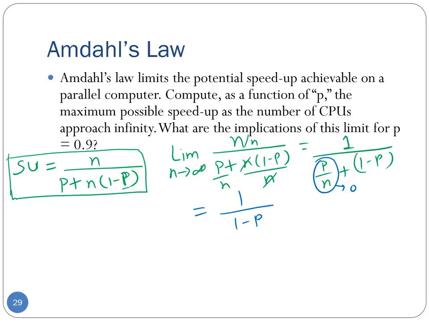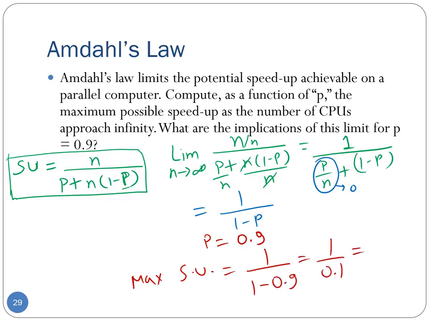So what does this mean? Let's assume that 90% of your program was parallelizable. If p was equal to 0.9 or 90%, the maximum speed up that you can get would be 1 divided by 1 minus 0.9, which is 1 divided by 0.1, which is 10. So even if you have infinite CPUs, if 90% of your program is parallelizable, you can still get only a factor of 10 speed up.